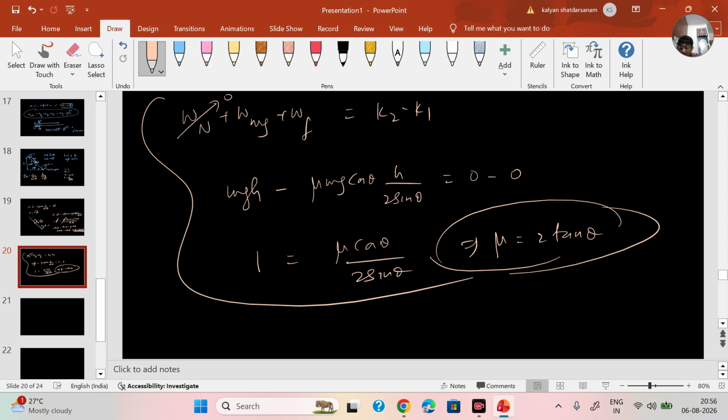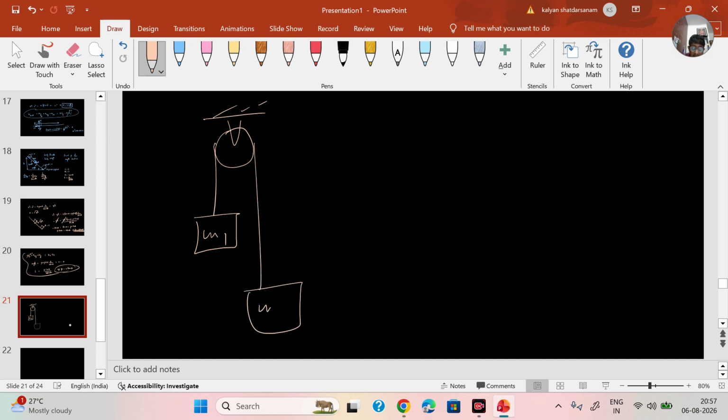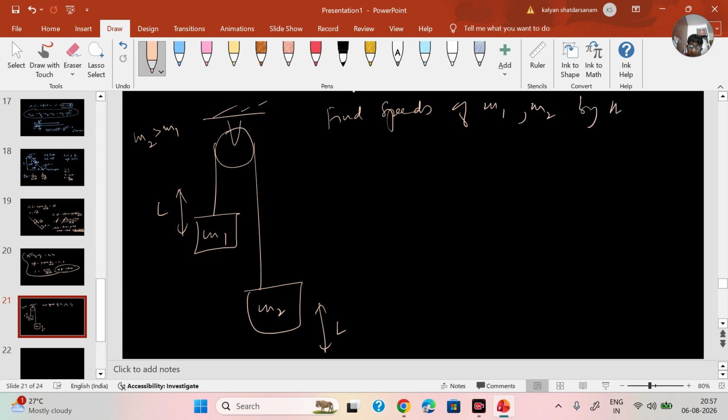You see, sometimes they can be very fast. I can show you our pulley example. See, suppose I gave you a pulley, what we call Atwood's machine. This is mass M1, this is mass M2. The pulley and strings are massless, and let's say M2 is greater than M1. Suppose by the time M2 comes down by L, M1 also goes up by L. Find the speeds of M1 and M2 by the time they travel a distance L.